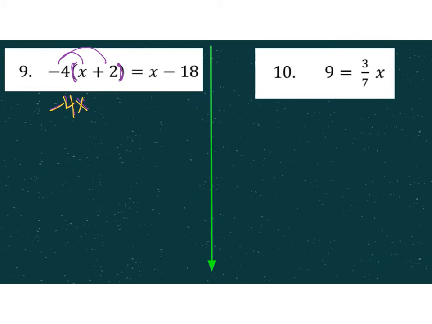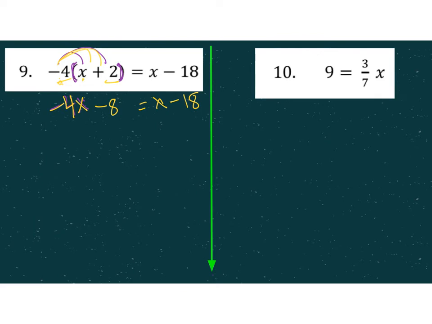-4x. -4 times 2 is -8 is equal to x minus 18. So remember when we distribute, distribution is multiplication. So -4 times x is -4x. -4 times 2 is -8. Okay, that was step number 1.